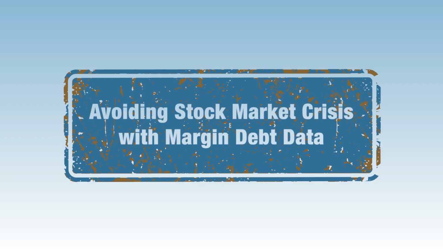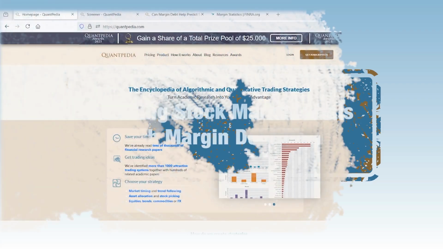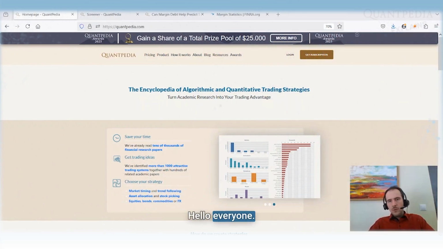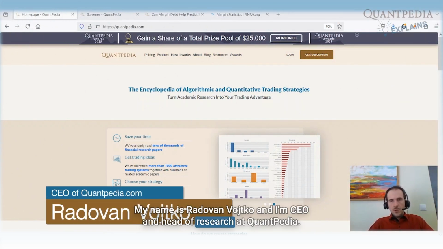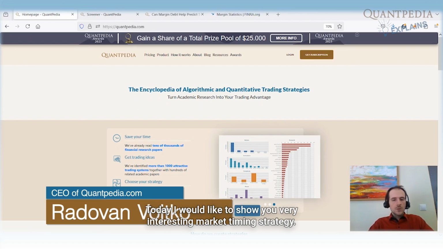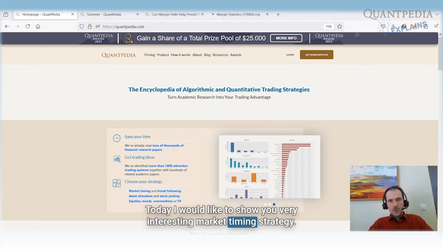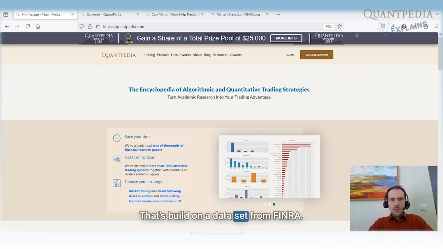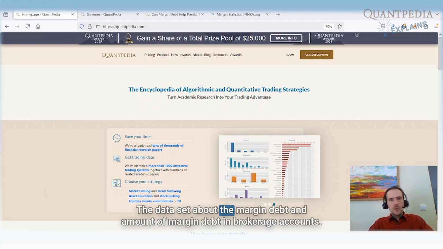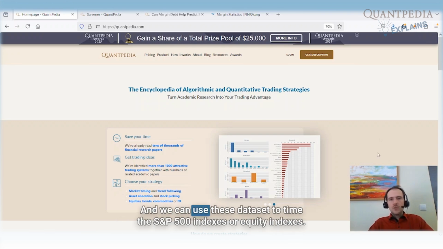Today we will discuss avoiding stock market crisis with margin debt data. Hello everyone, my name is Radovan Vojtko, I'm CEO and Head of Research at Quantpedia. Today I would like to show you a very interesting market trading strategy that's built on a dataset from FINRA. The dataset is about the margin debt and the amount of margin debt in brokerage accounts. And we can use this dataset to time the S&P 500 indexes or equity indexes.